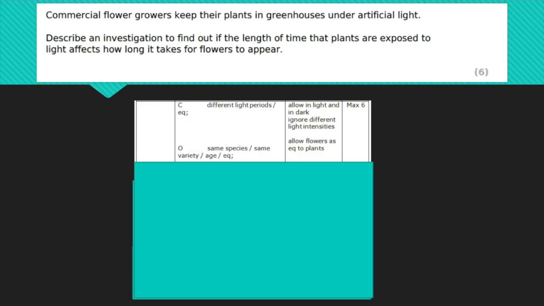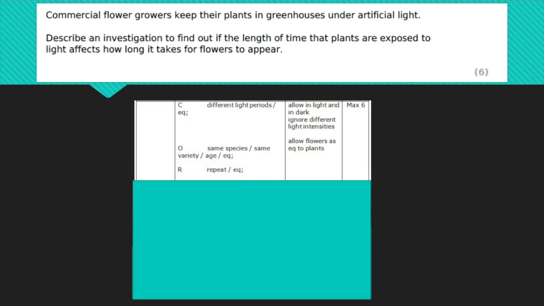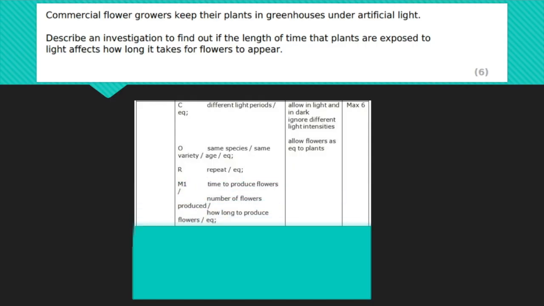So then the R stands for repeat, and here you were allowed to just simply say the word repeat, but you could have said in what way you're going to repeat it if you wanted. M stands for measurement, and the first measurement is the measurement of the dependent variable. The dependent variable here, remember, was how long it takes for flowers to appear. So we're going to measure that simply by recording the time it took for them to produce flowers. We could potentially have given them a set length of time and seen how many flowers they produced in that set amount of time.